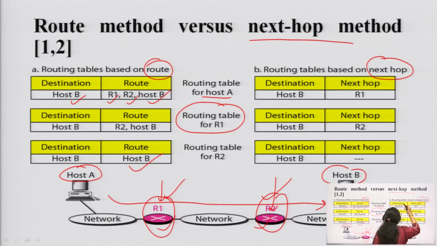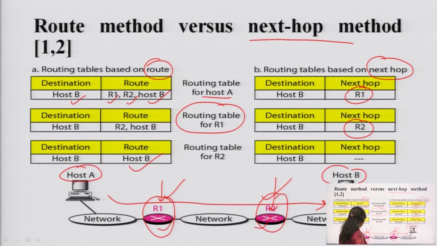Now, we will discuss the routing table which is based on next hop. So, how will the routing tables be used? As you can see, the entries made in this table, which is based on the next hop, consist of only the next router data that has to be hopped or jumped on.